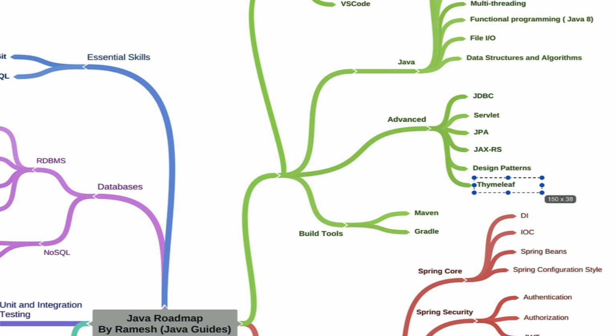Next, Thymeleaf. Here I have mentioned Thymeleaf because whenever we develop a Spring MVC project, we use Thymeleaf as a view layer. Okay, we can also use JSP, but JSP is somewhat outdated, so most developers prefer using Thymeleaf as a view layer in a Spring MVC project. That's why I have mentioned Thymeleaf over here.